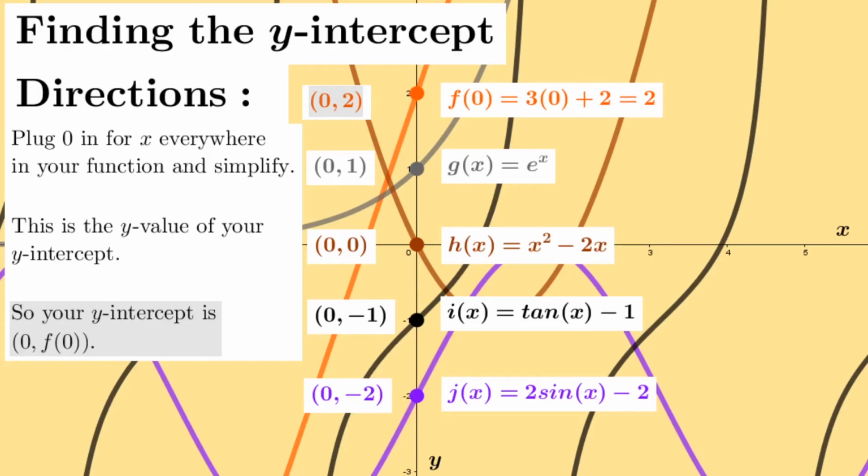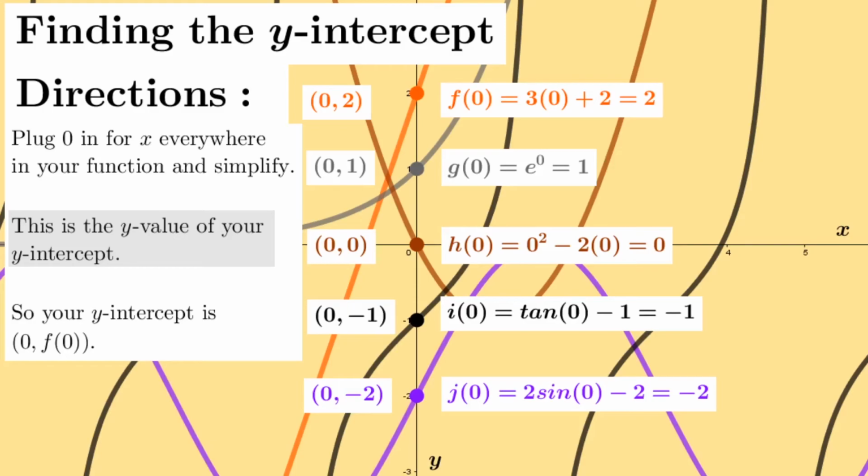We could do that for every other function, and we're going to see that the y value of g of 0 is going to be 1. The y value of h of 0 is going to be 0. The y value of i of 0 is going to be negative 1, and the y value of j of 0 is going to be negative 2.